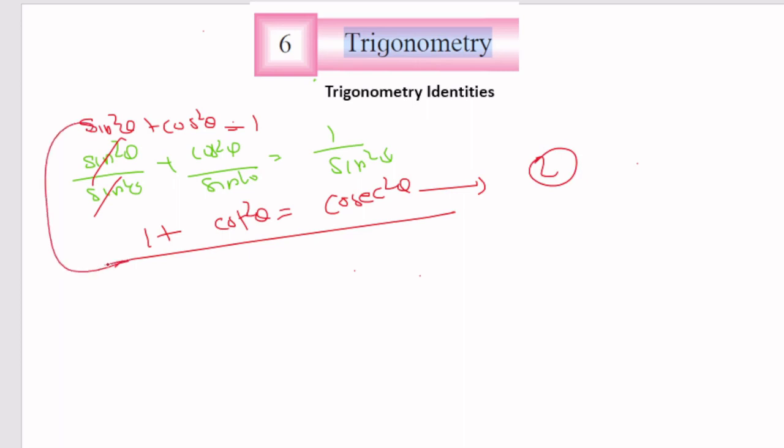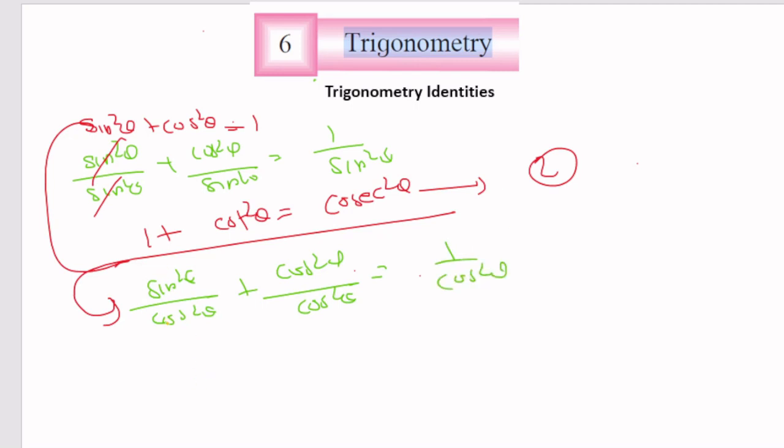Okay, now similarly, same equation. Now divide by cos square theta. Let's see the result. So this will become tan square theta. Why? Because sin theta upon cos theta is tan theta. Square will be tan square theta, and this will get cancelled and become 1. The reciprocal of cos square theta is nothing but sec square theta. We can simply write in this form.